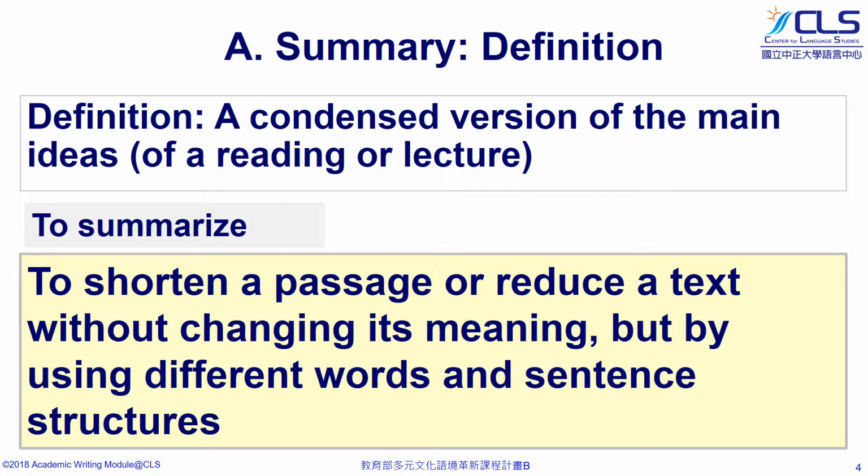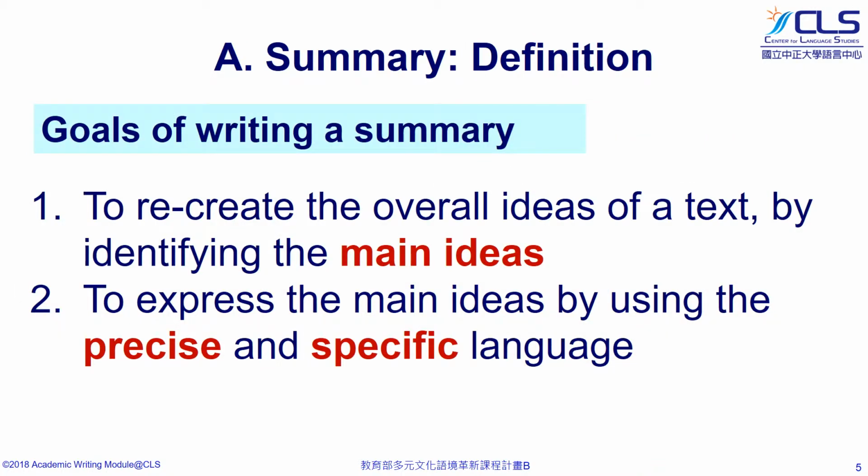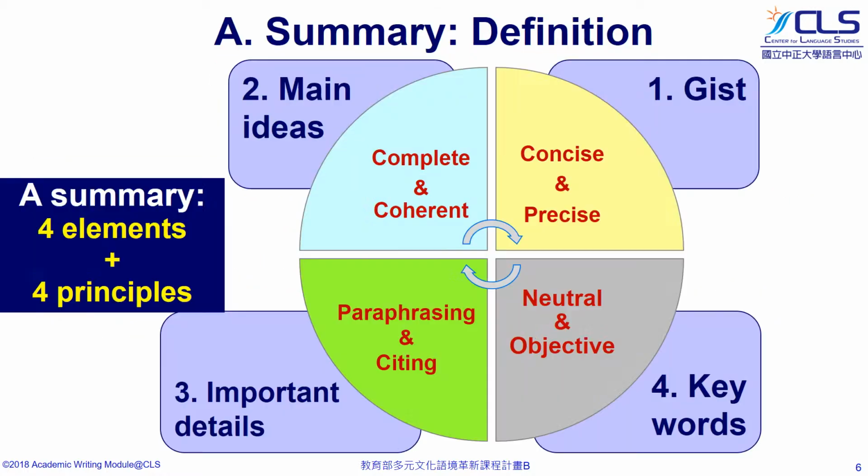So, what is a summary? It's the condensed version of the main ideas of a reading or lecture. To summarize means to shorten a passage or reduce a text without changing its meaning, but by using different words and sentence structures. And we write a summary for two goals: to recreate the overall ideas of a text by identifying the main ideas, and to express these main ideas by using precise and specific language.